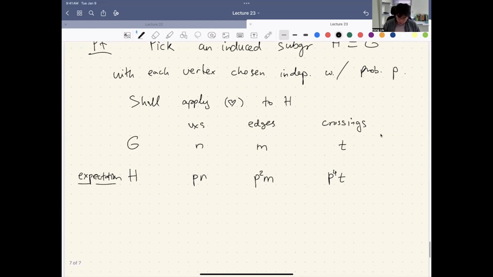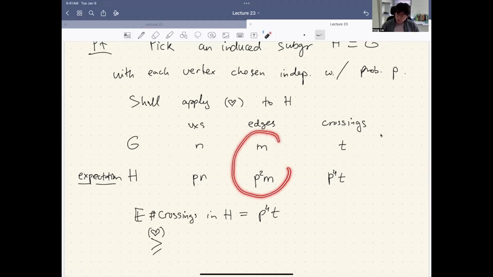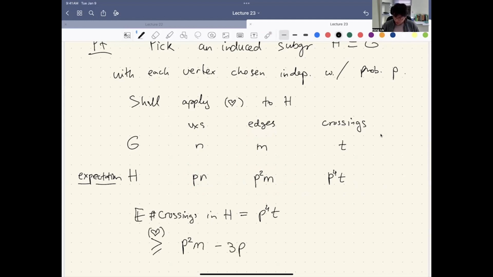So, okay. So the expected number of crossings in H equals p to the 4 t. This is equality. On the other hand, this is at least, by this basic bound, the number of edges minus 3 times the number of vertices, right? So p squared m minus 3pn.